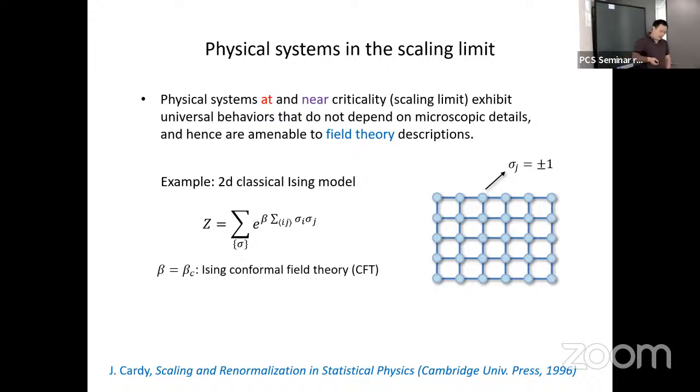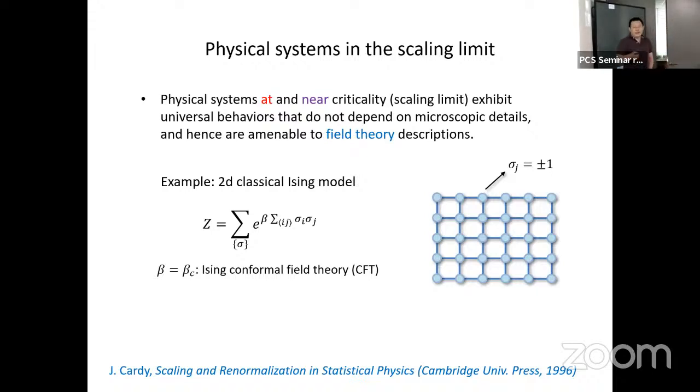One of the simplest examples that all of you probably know is the two-dimensional classical Ising model. Here, for example, we have a square lattice, and on each site we have a classical Ising spin with two choices. Sigma is a spin and can be plus or minus one, and they interact via a nearest-neighbor Ising interaction. Beta here is the inverse temperature, and we sum over all possible configurations, and this defines the partition function.